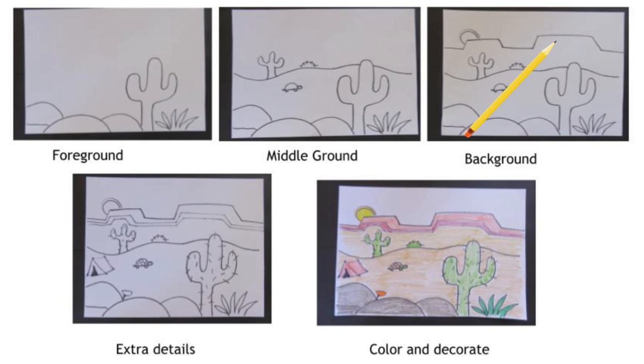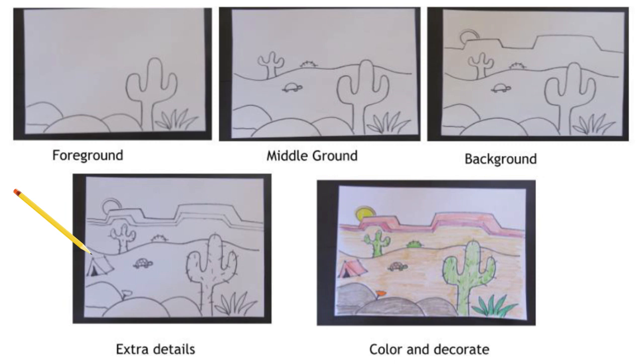The background. Here we added some mesas or tabletop mountains. You can keep it flat and just have a big sky, or add other cool rock formations, or a super small pyramid way off in the distance.